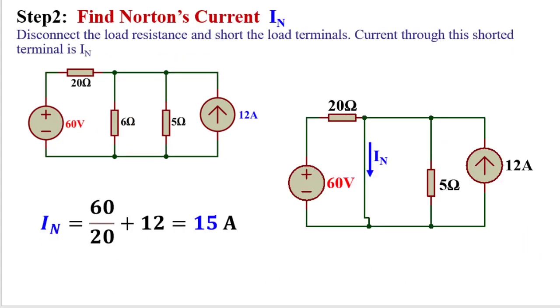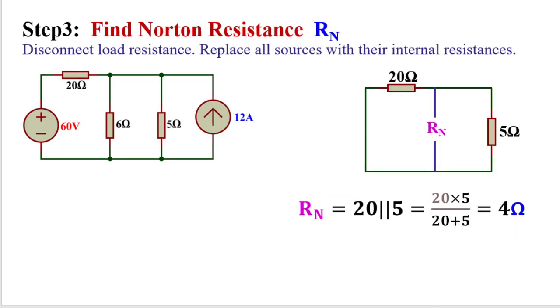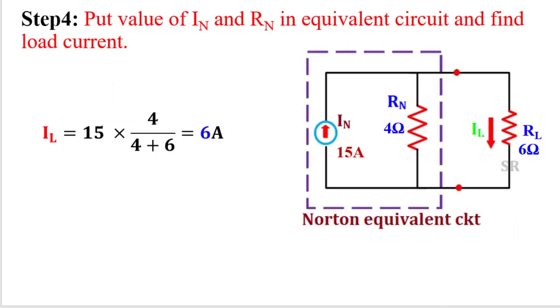So Norton current is 15 ampere, Norton resistance is 4 ohm. Putting these two in equivalent circuit, this is 15 ampere, 4 ohm. I need to find out the load current through this 6 ohm resistance. Using the similar formula, current through this is equal to opposite side resistance divided by summation of these two resistances, multiplied by the main current 15 ampere. So ultimately IL is 6 ampere. So this is the answer, load current.